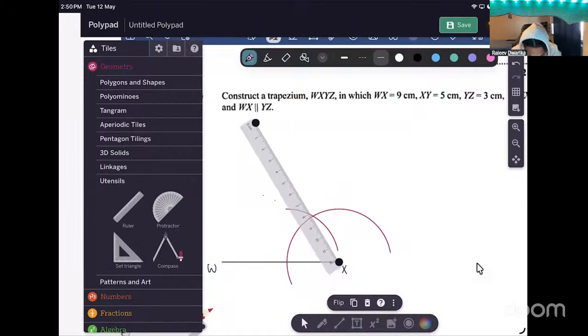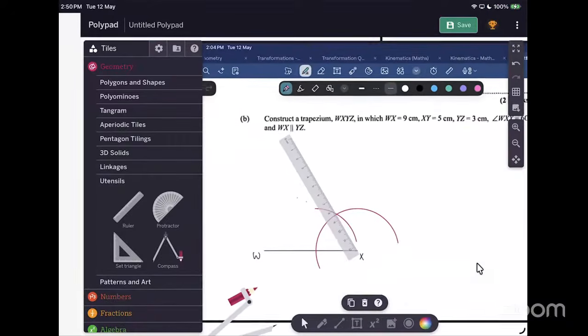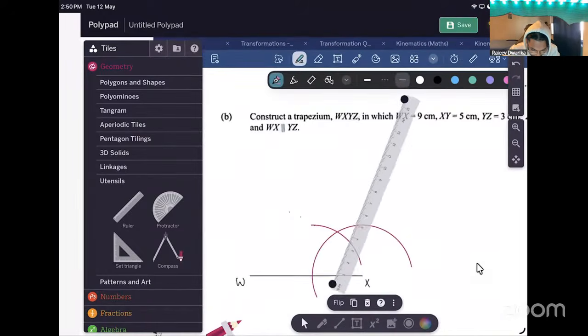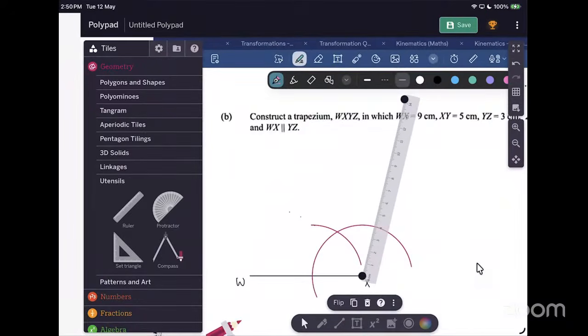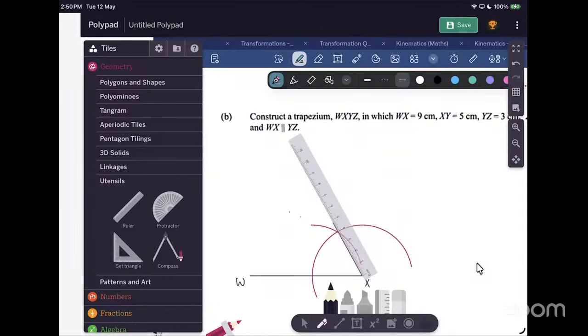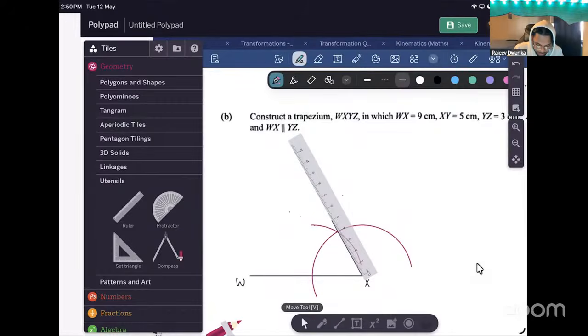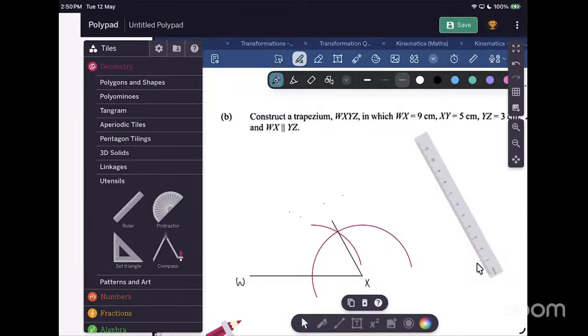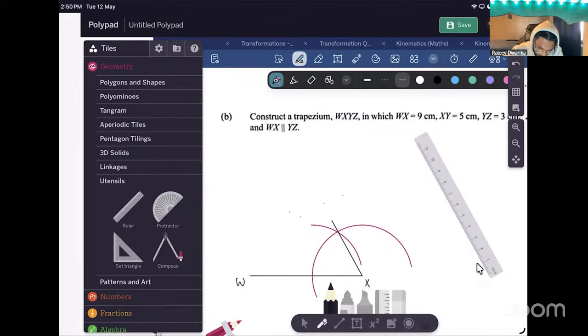Right? What would this be? 60 degrees, and that would be 5 centimeters. 5 centimeters, right? Do you understand or not? Yes, sir. Alright, I'm going to label that point what? What point is that, guys? That's going to be Y.